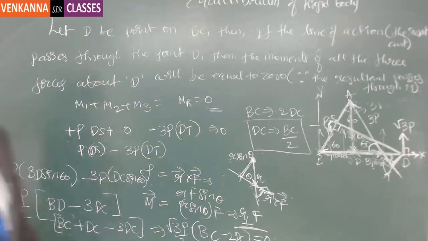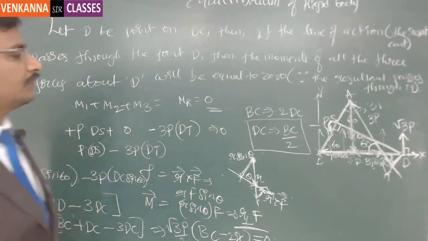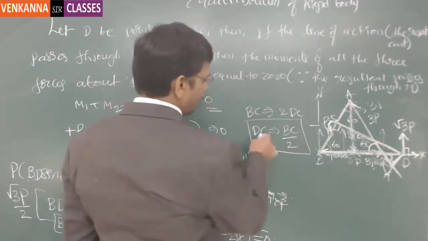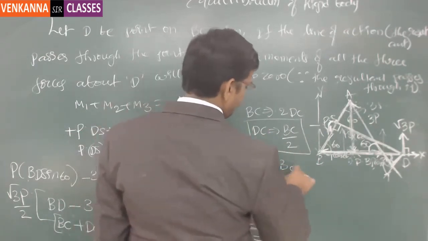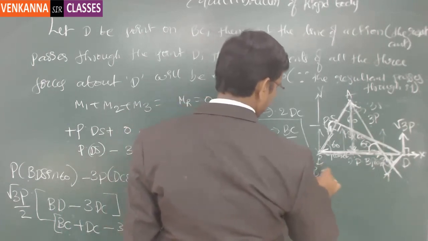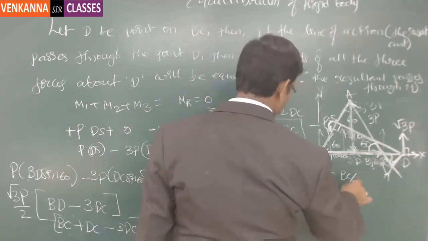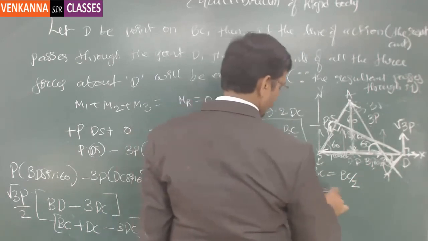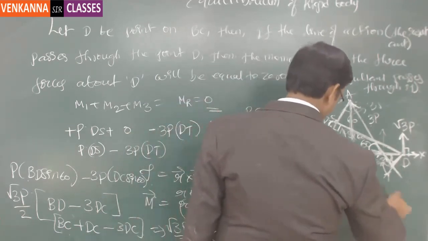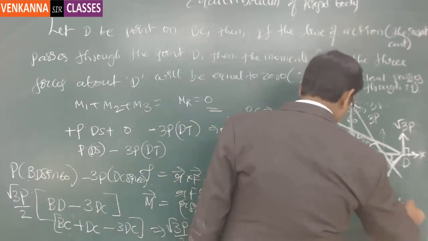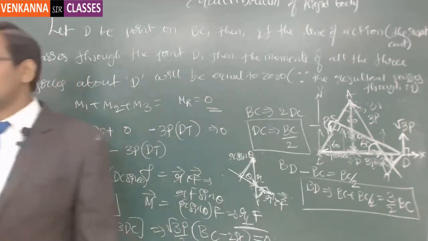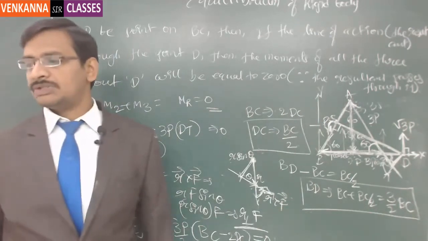So if you express in terms of BC and BD, then BD equals DC minus BC, which equals BC by 2. Or BD equals BC plus BC by 2, which is 3 by 2 times BC. So you can express it in either manner. Both are correct. Understood?